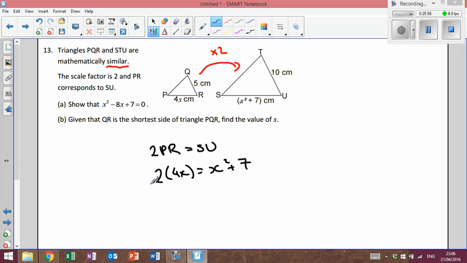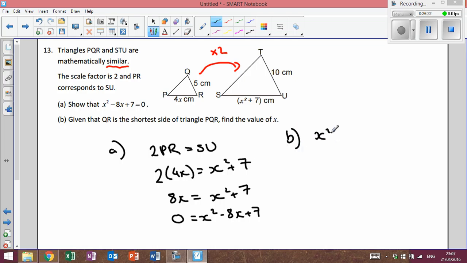And look, we've got everything involved there. 2 times 4x is 8x, which is x squared plus 7. And then we subtract 8x from both sides, and we show that x squared minus 8x plus 7 is there. Okay, so that's part A. So given that QR is the shortest side of the triangle PQR, find the value of x. Okay, now we know that x squared minus 8x plus 7 is equal to 0. That's what we found out in part A.